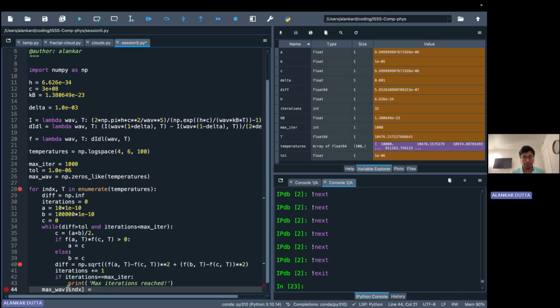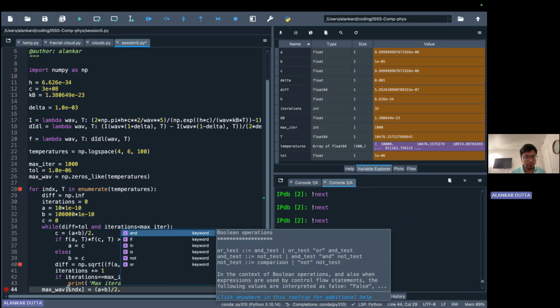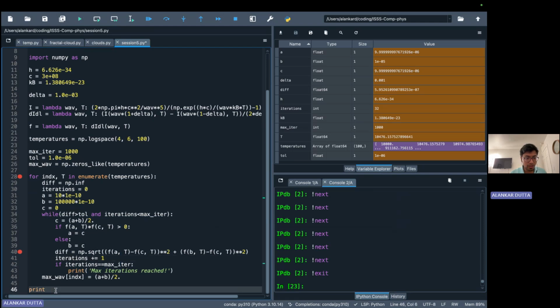The maximum value here is a plus b by 2. So a plus b by 2 is the maximum value that we are going to get. And then we can print max underscore wave. So this is the maximum wavelength. And we can divide it by 1.0 E minus 10. This makes it in angstroms, right? Because it's better to have all the wavelengths expressed in angstroms. So that's what it is.